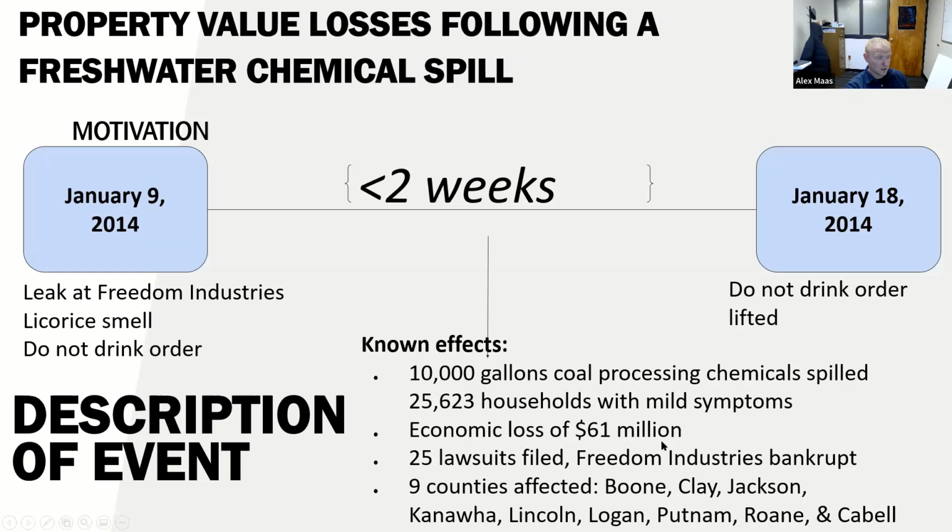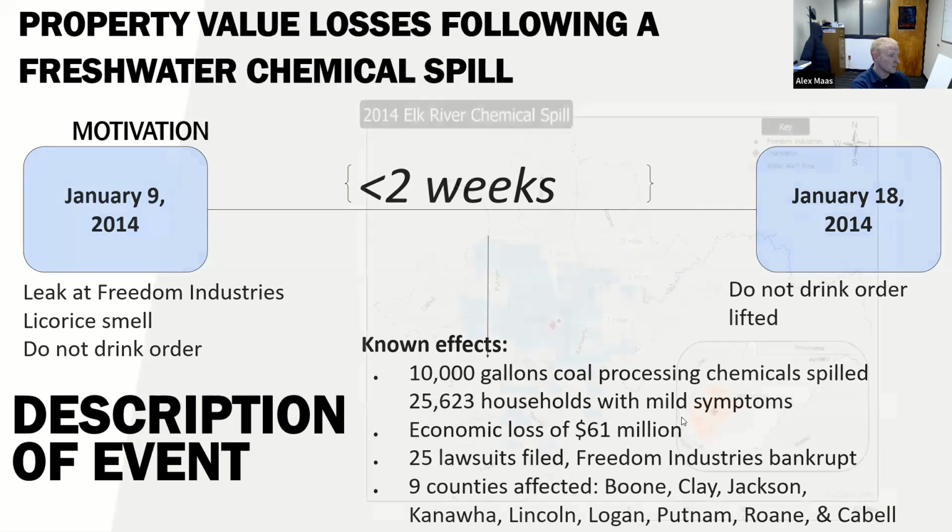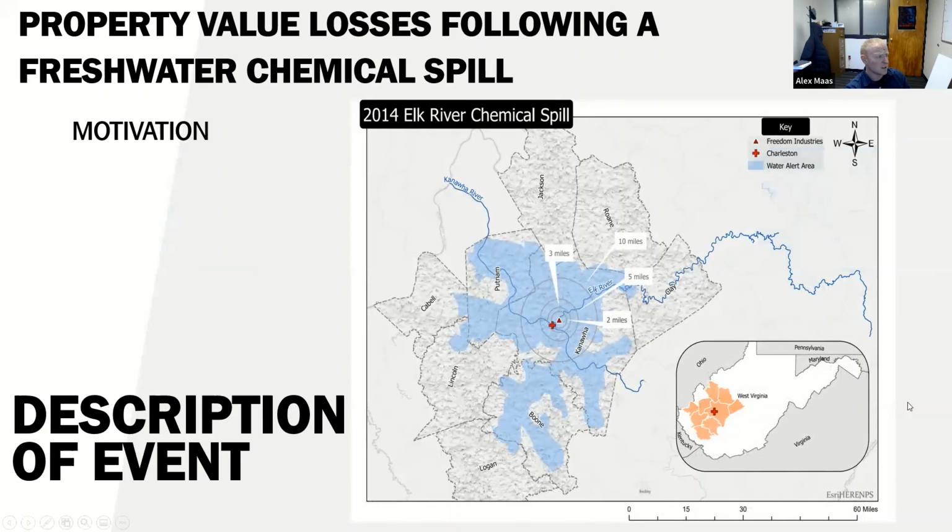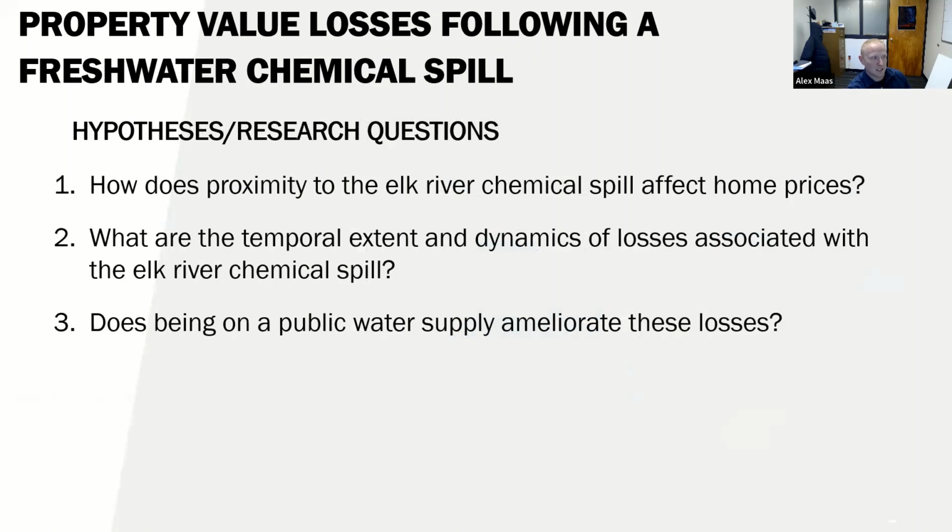And it was a large area affected, 9 counties, including Charlotte, which is a major city. So this is a map for those of you unfamiliar with the area. We don't really spend much time on that. What we wanted to know is, how does proximity to the Elk River chemical spill affect home prices?